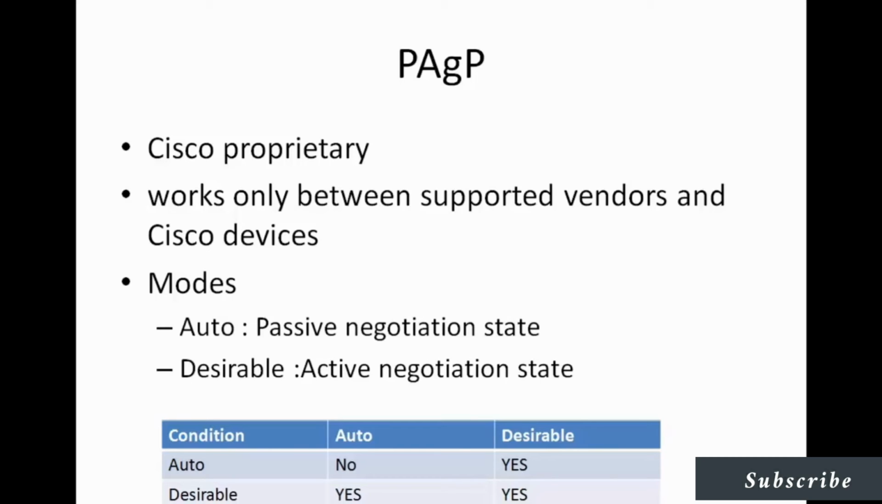As I have written here, if it is auto and auto, meaning one side is auto and the other side is auto, it never forms any relationship or does any negotiation. But if it is auto and desirable, yes, it will allow the EtherChannel. If it is desirable and auto, yes, it will form. If it is desirable and desirable, then it allows PAgP to form. These are the PAgP modes that allow an EtherChannel to be created.